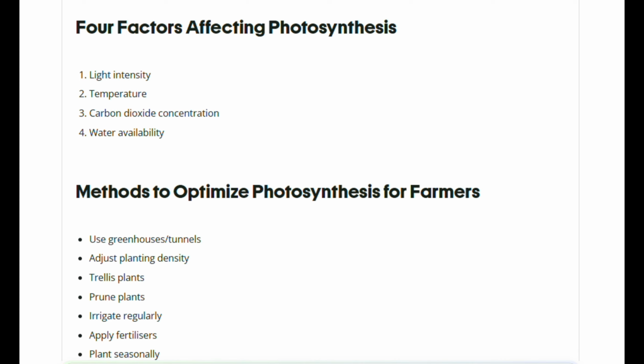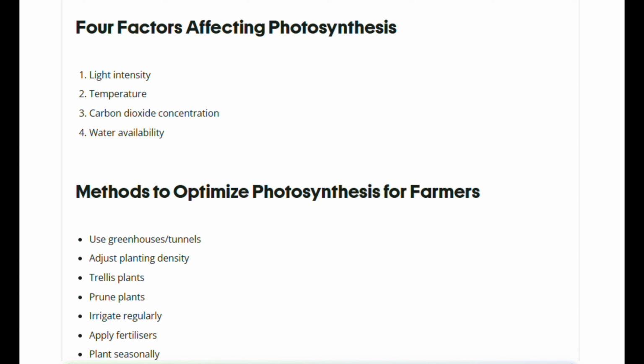Methods to optimize photosynthesis performance: use greenhouses or tunnels. You adjust planting density, right? Trellis plants, that's the one that I was saying already. Use structures that can support the plant so that the plant can grow vertically, going up, so that it has maximum exposure to light, and so that growth can also be maximized because it will grow going upward.